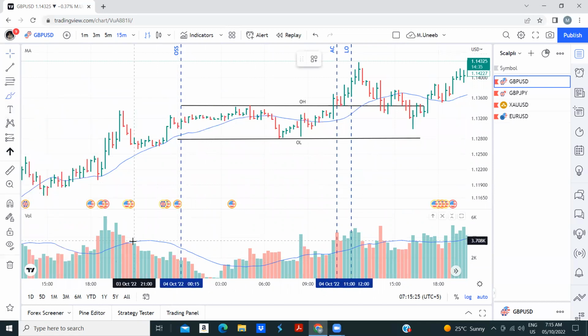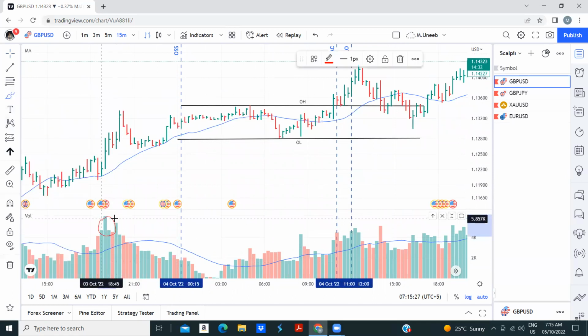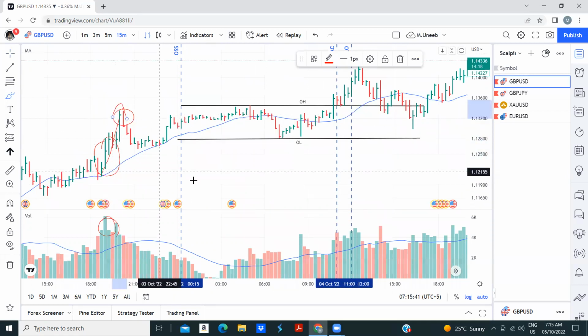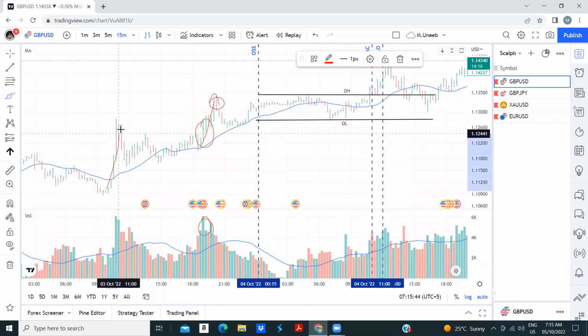Now before the overnight open, I need to see if I get any kind of high volume. All right. I got a couple of high volume bars over here. But these high volume bars are not on the top. They are from the beginning of the move. So it means that the push is to the upside. It's still a bullish move.